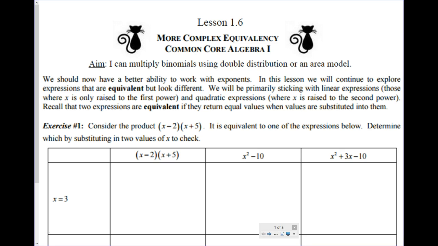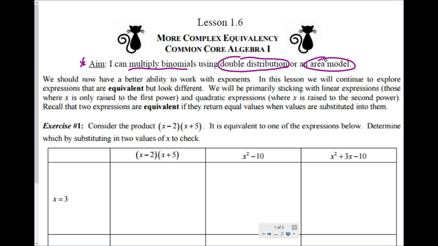Today we're going to talk about some more complex equivalencies. Your aim today is that you can multiply binomials using either double distribution or an area model. I'm going to teach you both ways for how to do this, and you can choose which one works best for you.